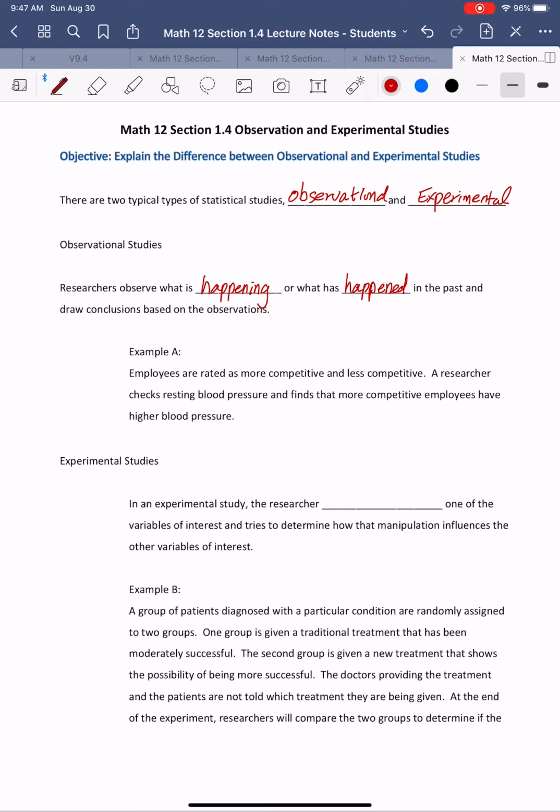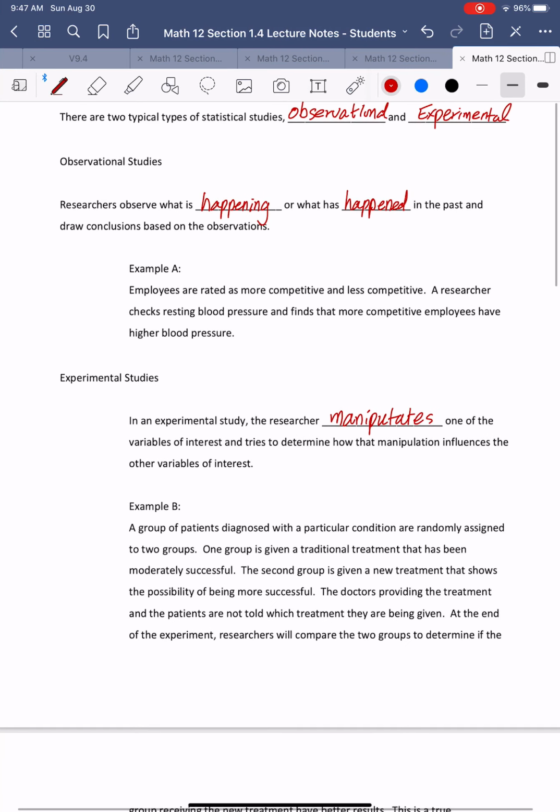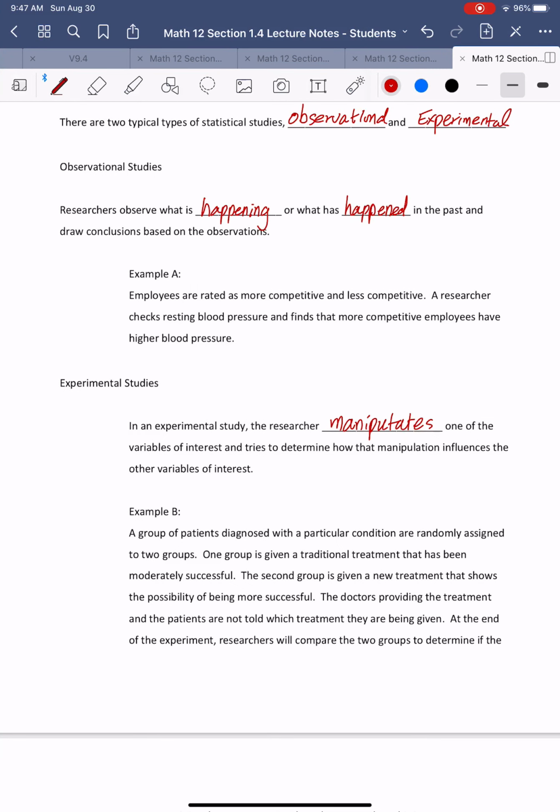Experimental studies. In an experimental study, the researcher manipulates one of the variables of interest and tries to determine how the manipulation influences the other variable of interest. So this time the researcher actually manipulates one of the variables of interest and tries to determine how that manipulation influences the other variable of interest.